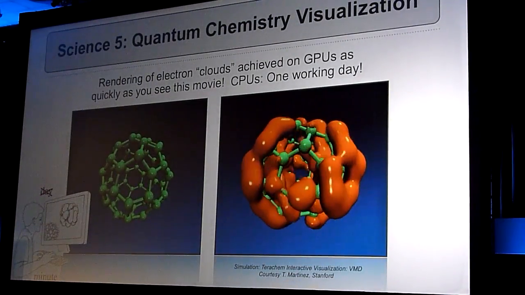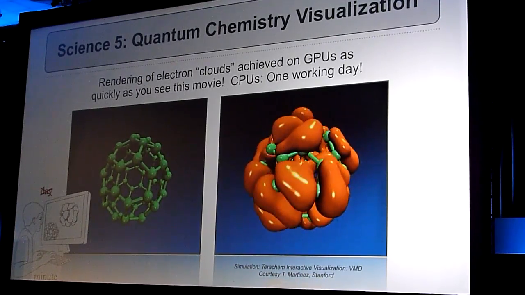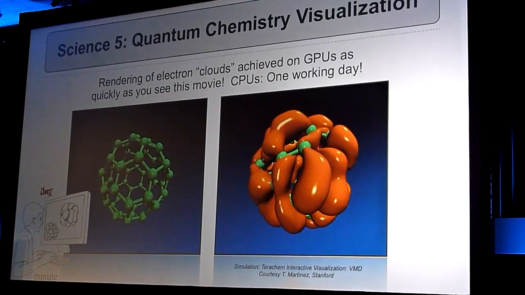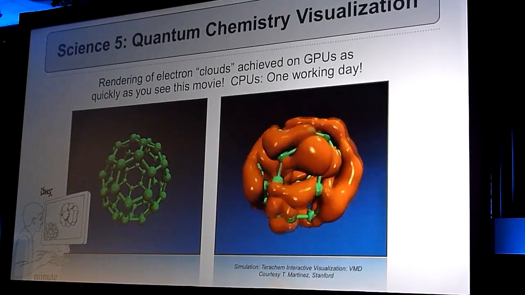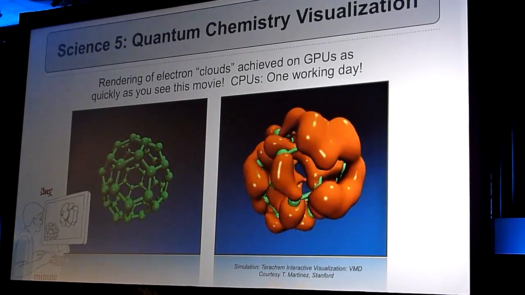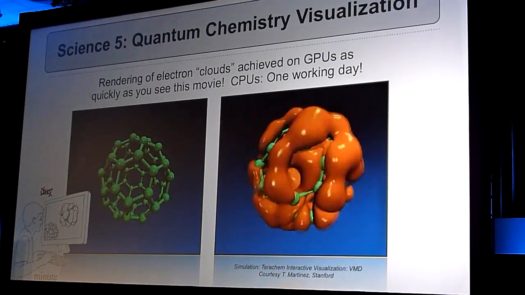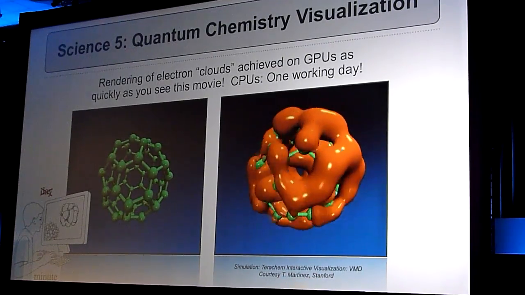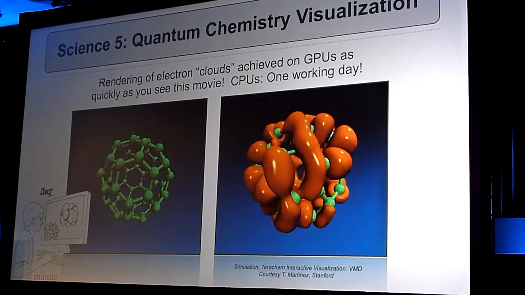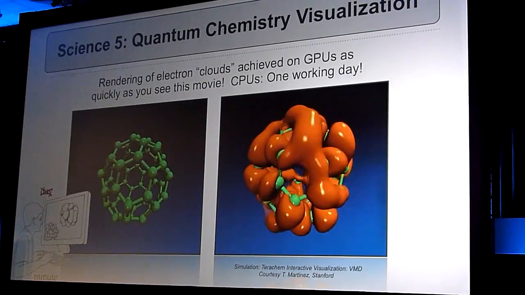But we achieved to do it with the GPUs. You see here a buckyball vibrating on the left, and on the right you see the electrons moving along. Visualized in real time, visualized as quickly as you see now the movie in front of you. So a job that took a day, where you had to do a few frames and had to go home and come back the next day, you can now see interactively. And so this will revolutionize chemistry and biology, because now you see finally also the motion of the electrons along with the motion of the atoms, and thereby you see the full reactivity and get the full picture.